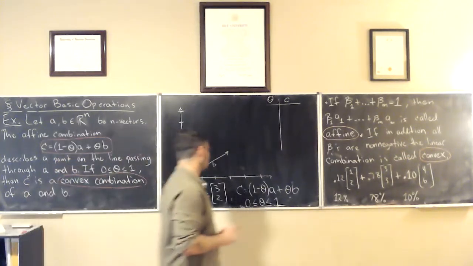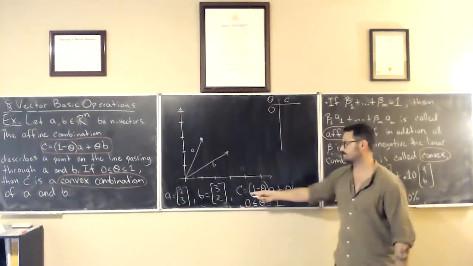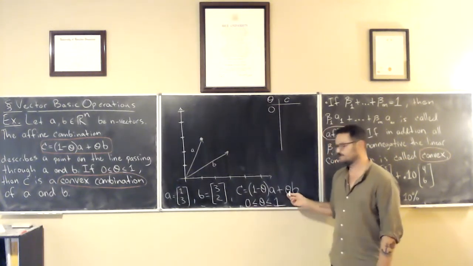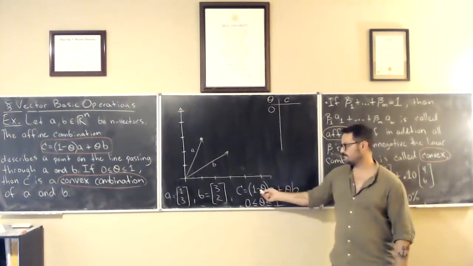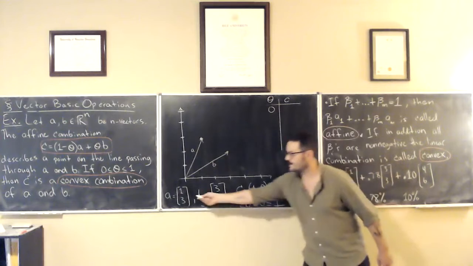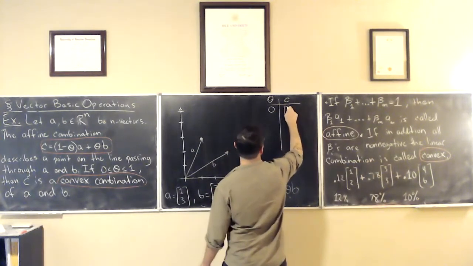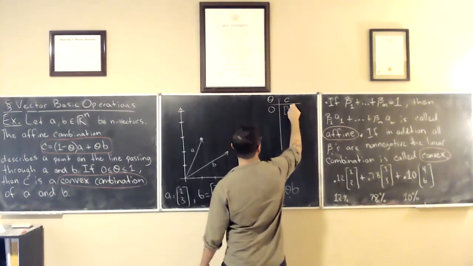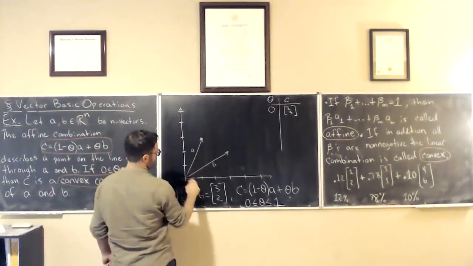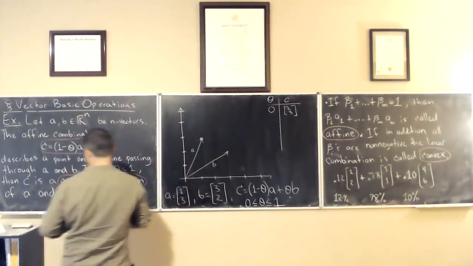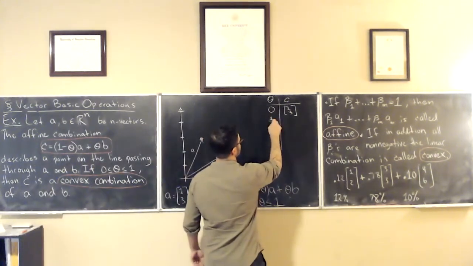Okay. So what happens when theta is equal to 0? What's the resulting vector C? When theta is equal to 0, this is the 0 vector, and then 1 minus 0 is 1, so it's just 1 times A, it's just A. So when theta is equal to 0, C is the vector A, 1, 3. So we're right here, 1, 3 is right there.